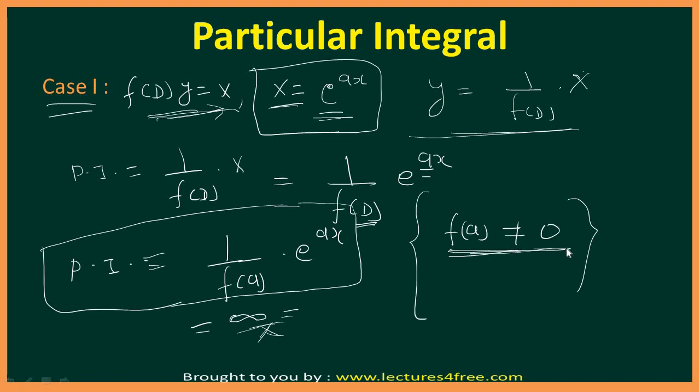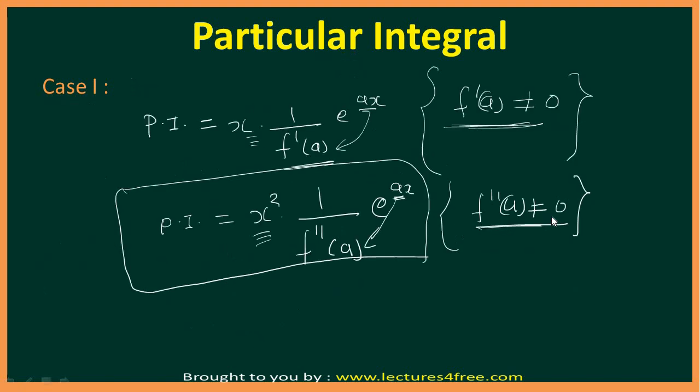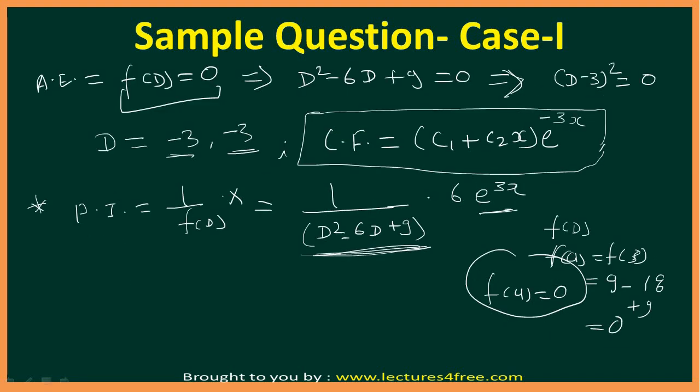If our f of a is 0, then we have to differentiate our function of D one time and multiply x here. So our solution here will be like this: particular integral will be multiplied with x here and differentiated. So D square, differentiation of this is 2D, minus 6D, differentiation of this is minus 6, and the plus 9 is a constant, so differentiation of this will be 0. Now write here 6 into e to the power 3x.